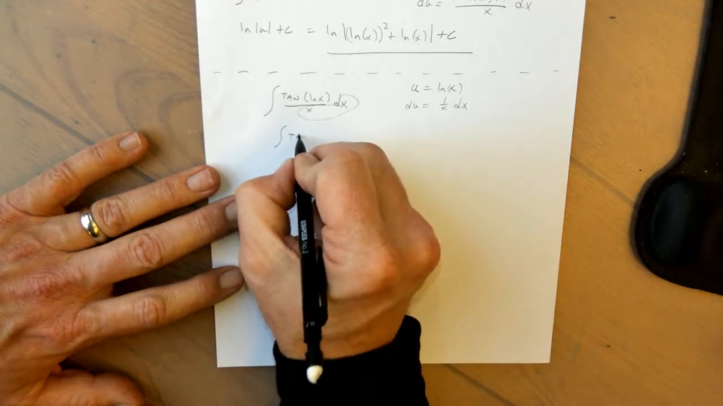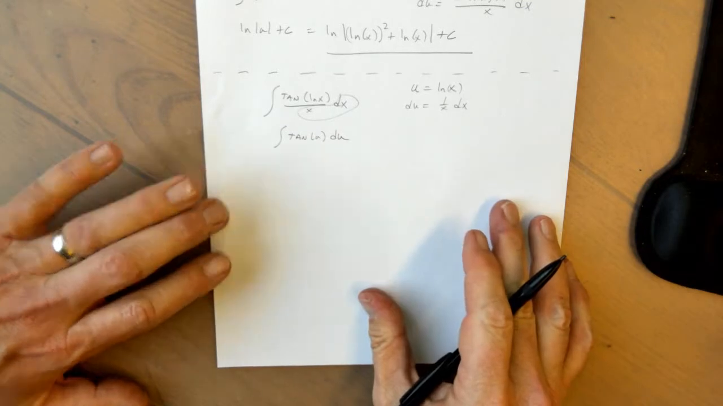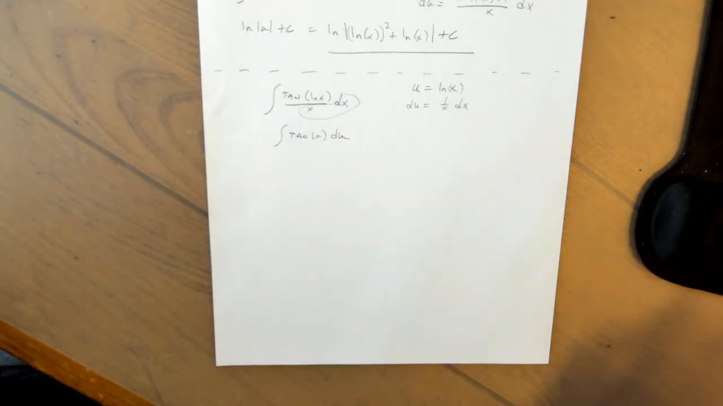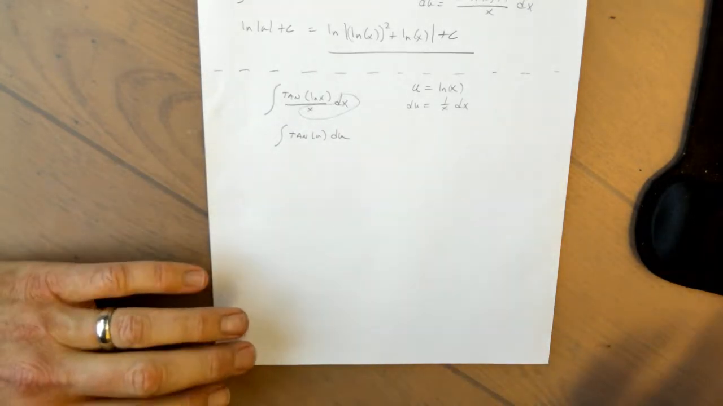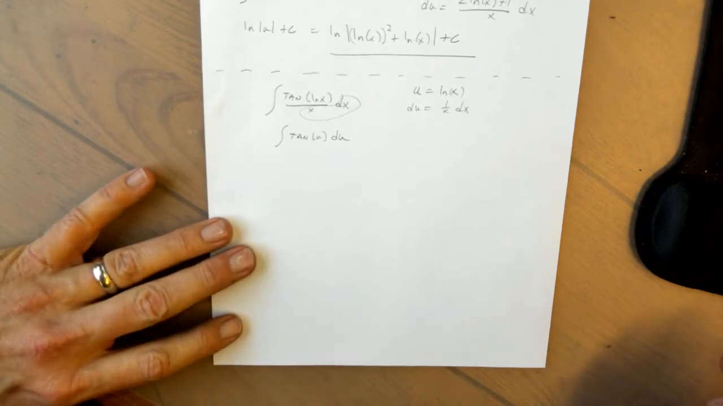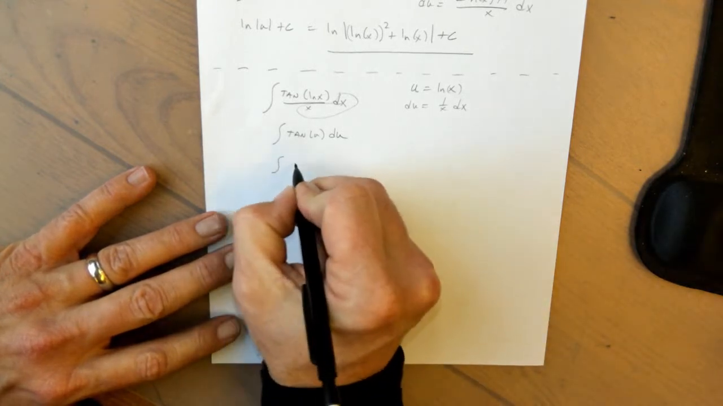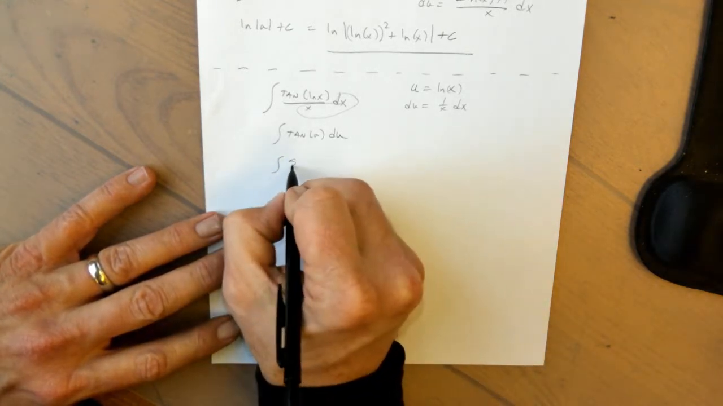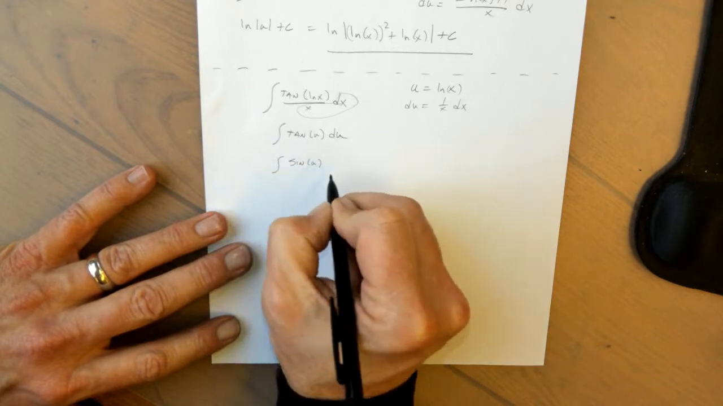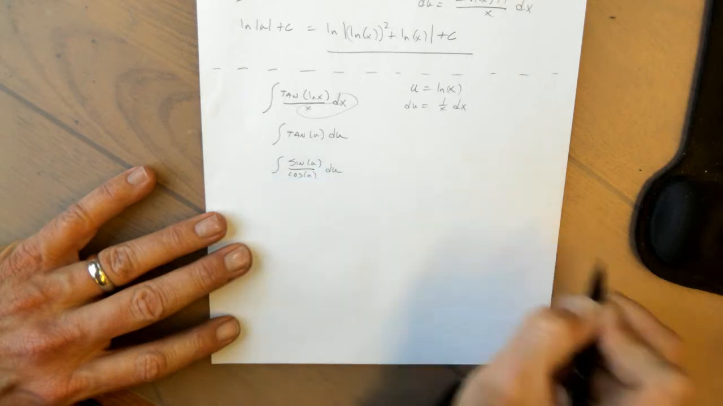And so we end up with the tangent of u du. Now, you may or may not remember the antiderivative of tangent, but we do get this really by splitting tangent into sine and cosine and doing u substitution. So now I'm going to write this as the sine of u divided by the cosine of u du.